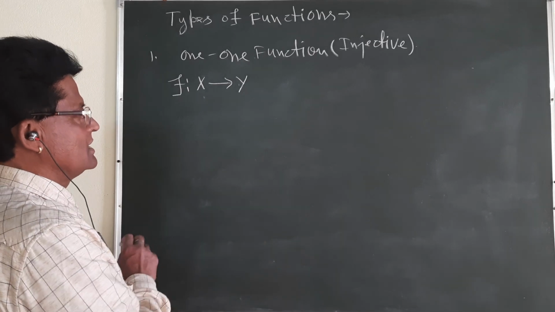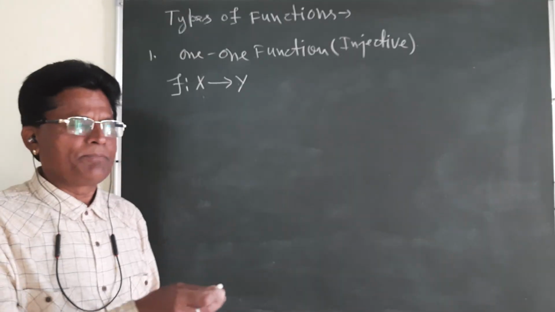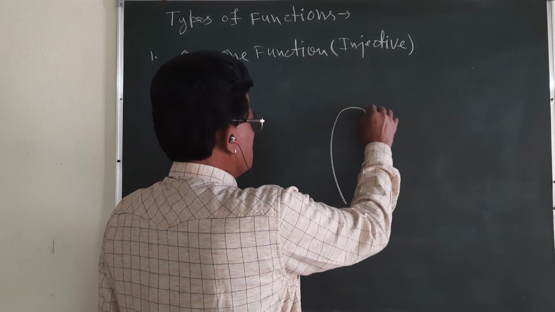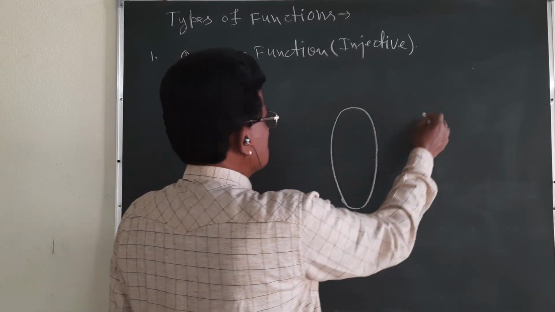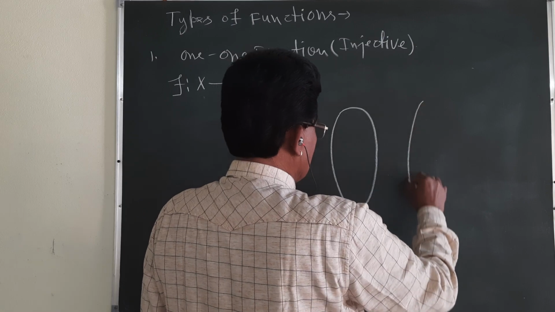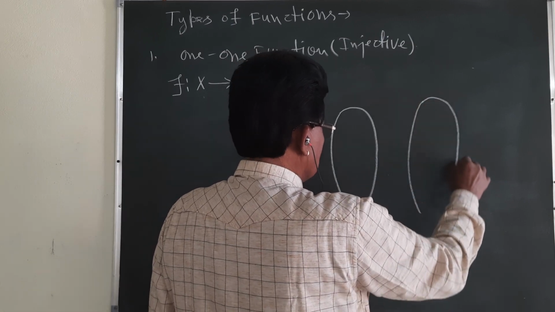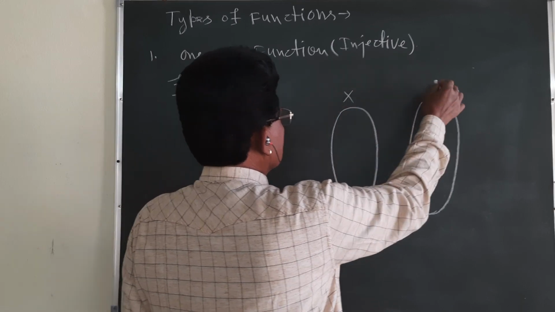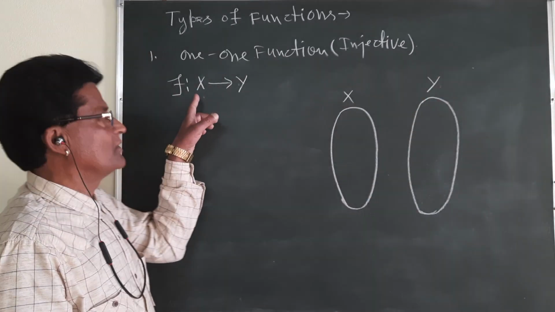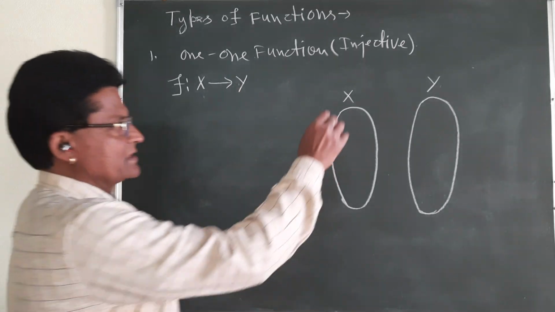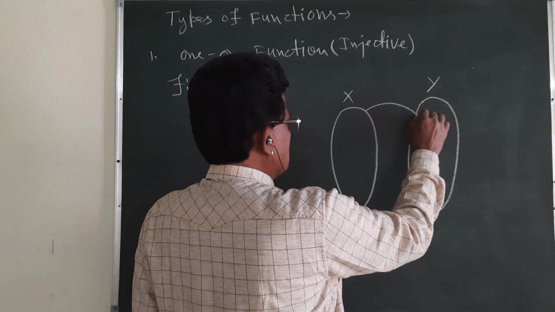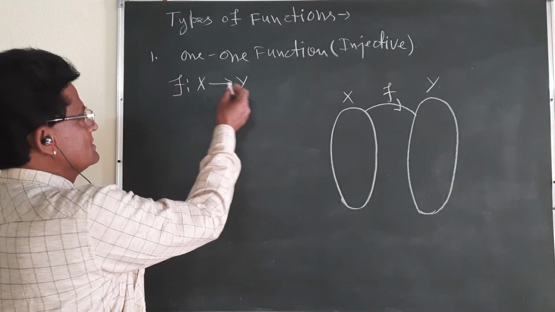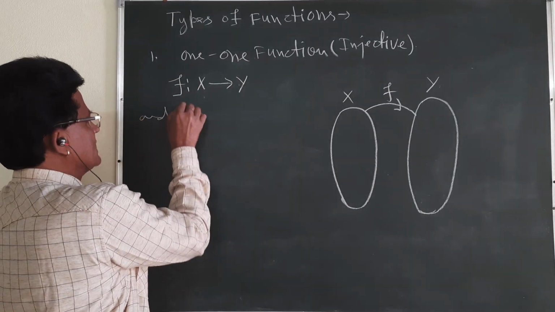Let me take an example first of all, so that you will understand domain as well as codomain before discussing one-one function. This is X and this is Y. I have mentioned over here the function from X to Y. Let me connect it, and for X I am taking the example.